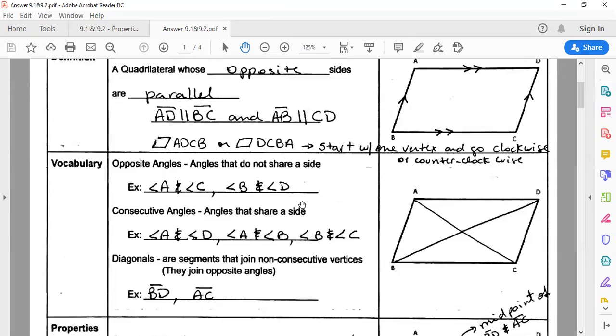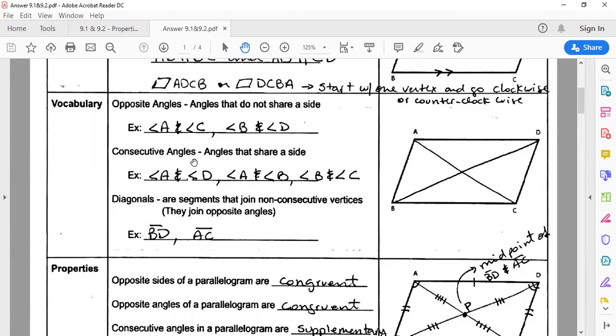Okay. Now here's some vocabulary. Opposite angles are angles that do not share a side. So in this case, angle A and angle C are opposites. Angle B and angle D are opposites. Consecutive angles are angles that share a side. So for example, angle A and angle B share the side AB, so they are consecutive angles. Remember that every angle has two consecutive angles on a parallelogram. So for example, angle A has B for its consecutive angle and also D, okay?